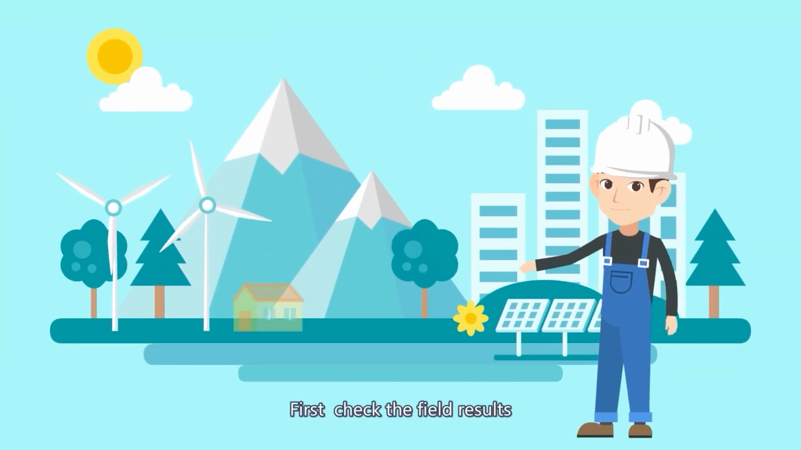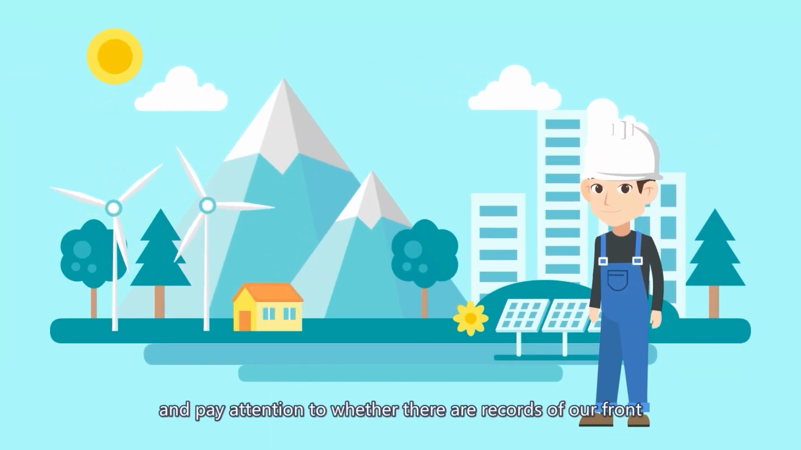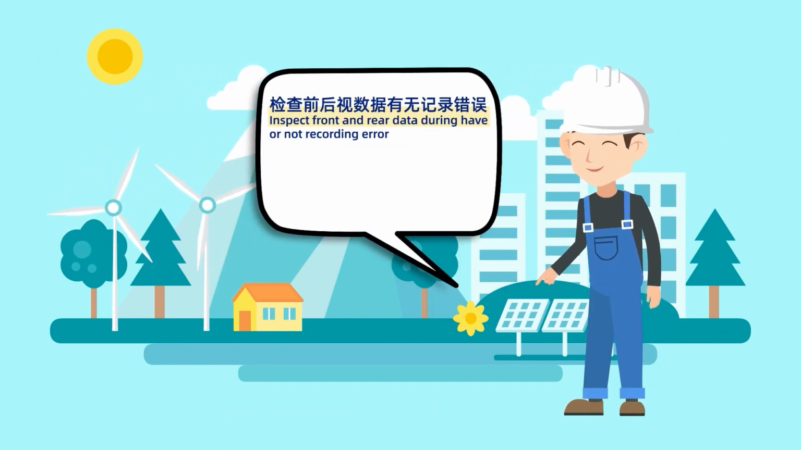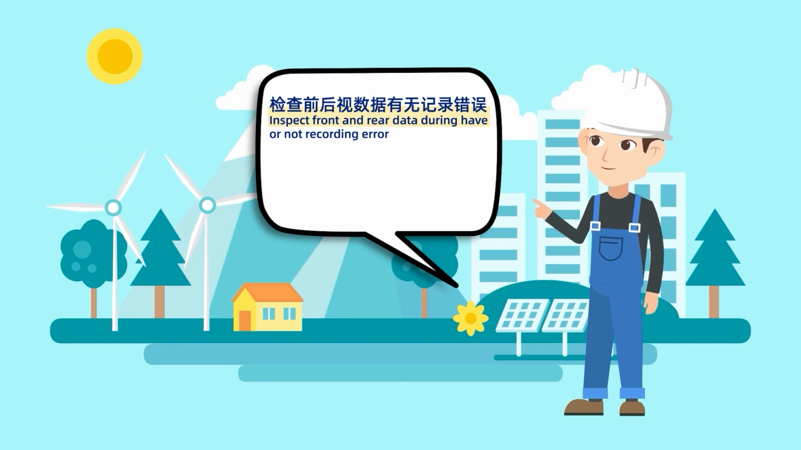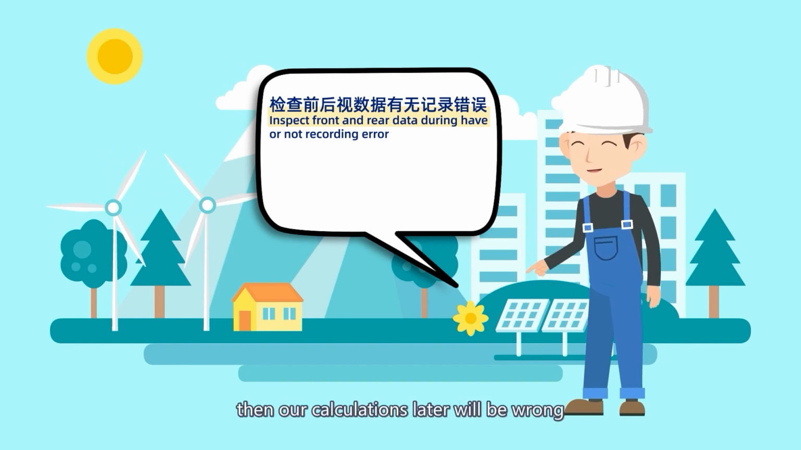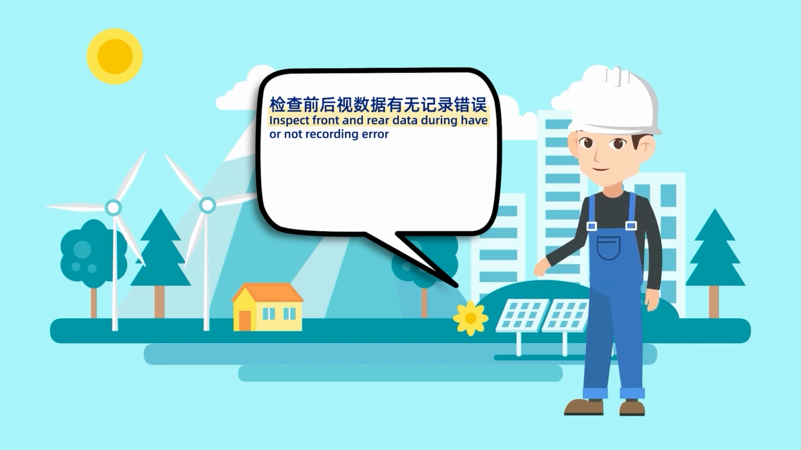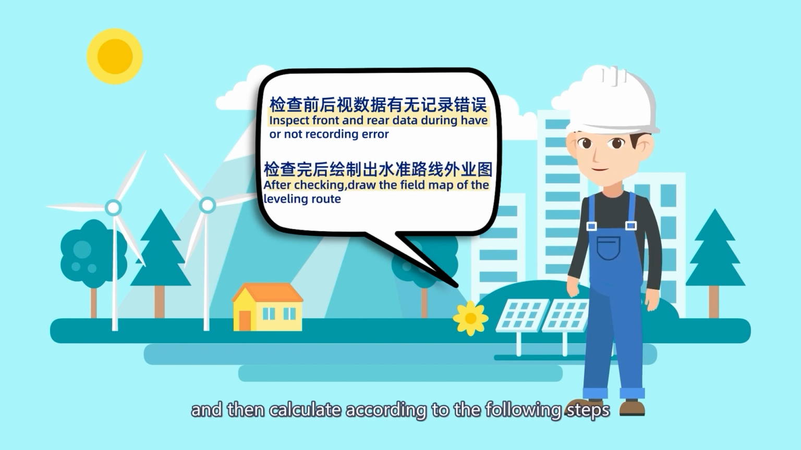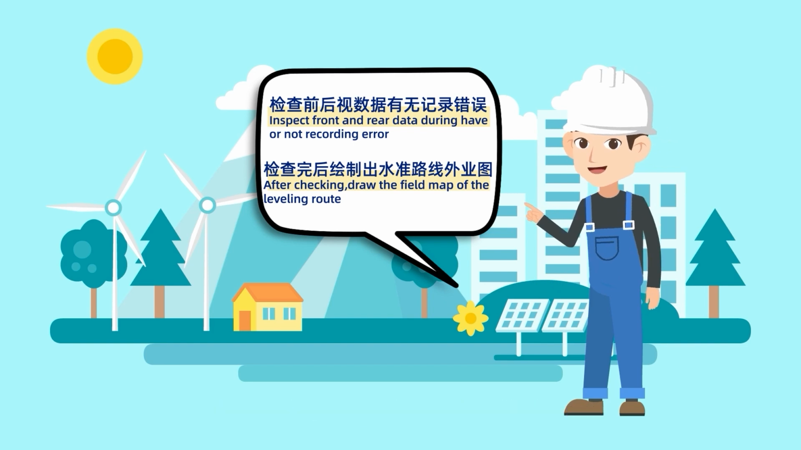First, check the field results, and pay attention to whether there are records of our front and rear data during the field measurement. If there are records of errors, then our calculations later will be wrong. After checking, draw the field map of the leveling route, and then calculate according to the following steps.